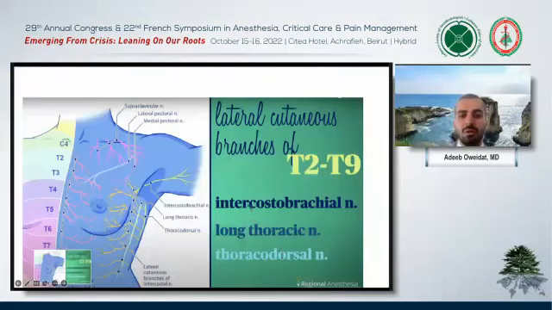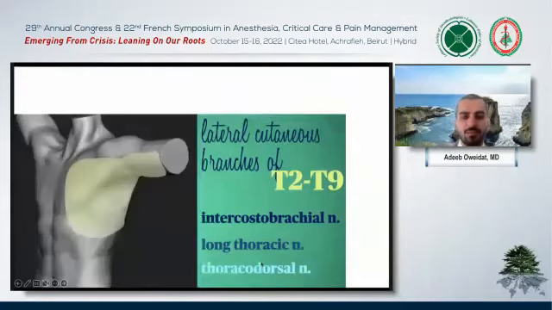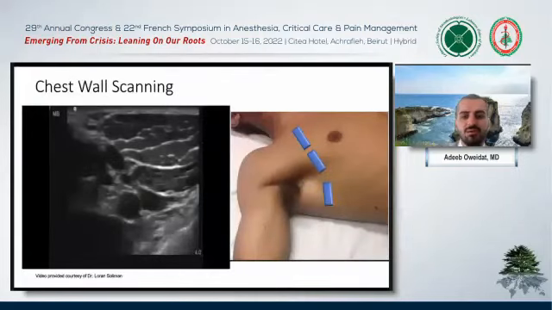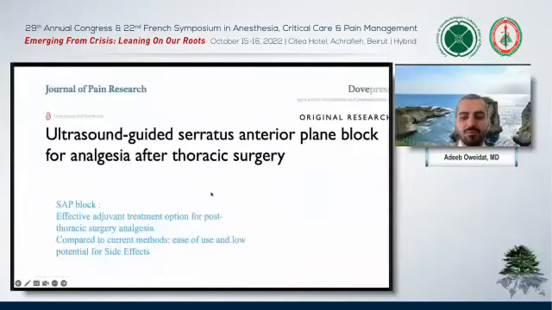And you will be able to block the intercostobrachial nerve, which is a T1, T2 nerve, the long thoracic nerve, which is coming from the brachial plexus, and the thoracodorsal nerve, which is also coming from the brachial plexus. And this is the dermatomal distribution when you're doing a serratus anterior plane block, and you can see the ribs here. Any anterior or anterior lateral rib fracture, you can block with this type of block. The indications are anterior lateral rib fractures, breast surgeries, thoracotomies. I used them in my fellowship all the time for thoracotomies, and they work really well. Any ICD placement or minimally invasive cardiac surgeries. So we'll go through this video, and we will see how to perform this block.